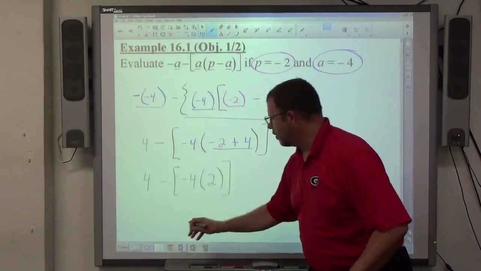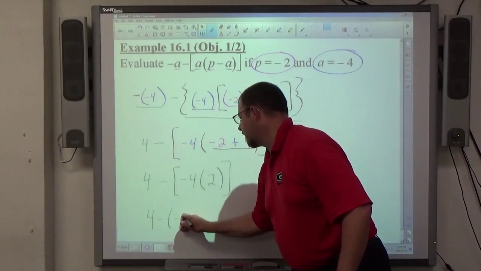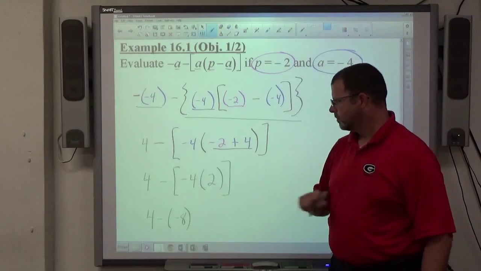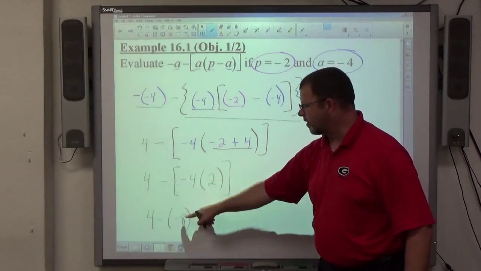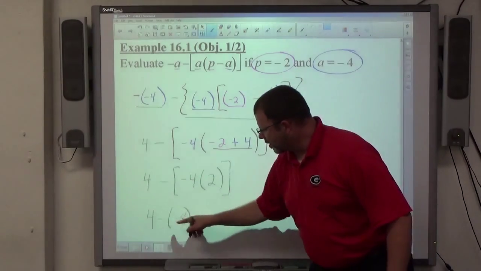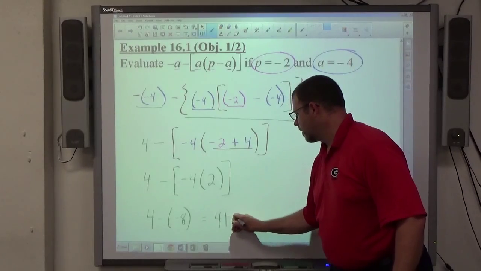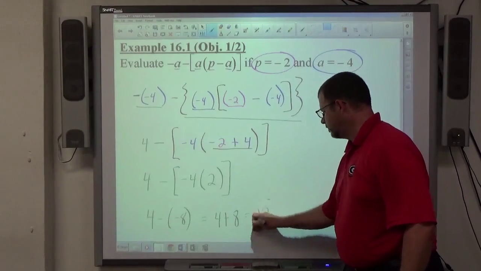Now I've got a multiplication going on here. 4 minus negative 8. 4 times 2 is 8. One negative makes a negative. Minus minus means plus. And 4 plus 8 equals 12.